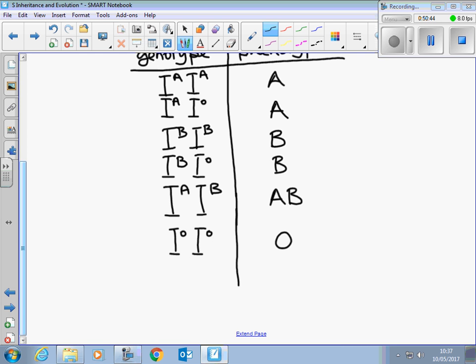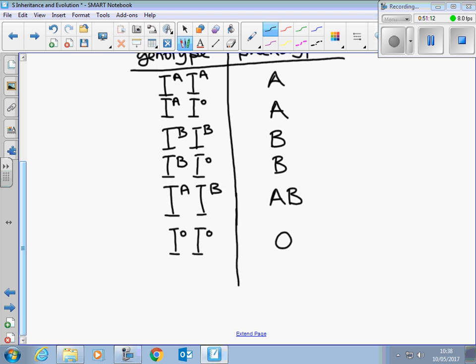IO is the only way of getting group O, is what you should say, of course. But yes, from that we can see that there's no particular link between dominance and how common something is, because O in this country is the most common blood group, but of course it's the homozygous recessive. Whereas group AB is the rarest one, and they're codominant, so there's no link.